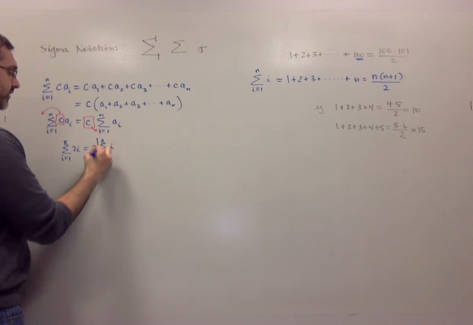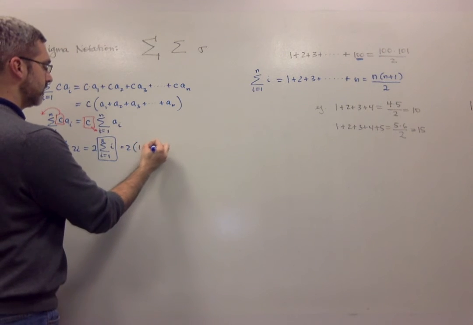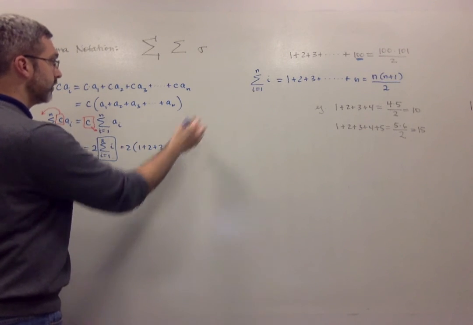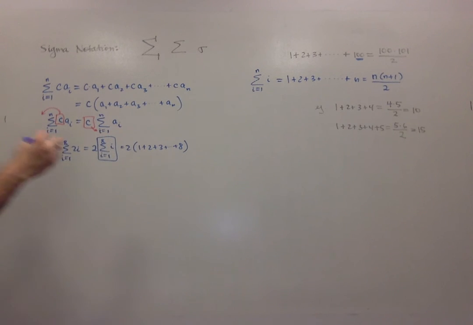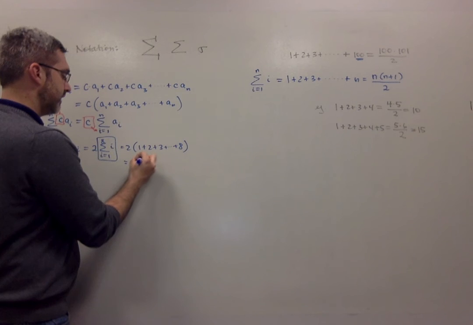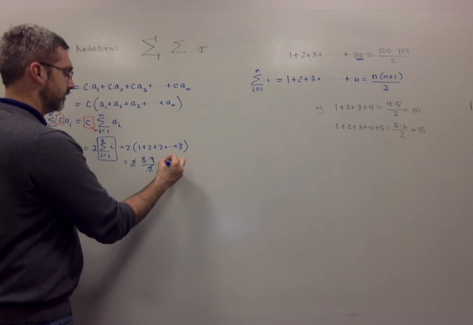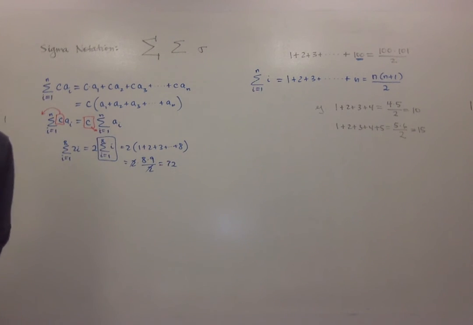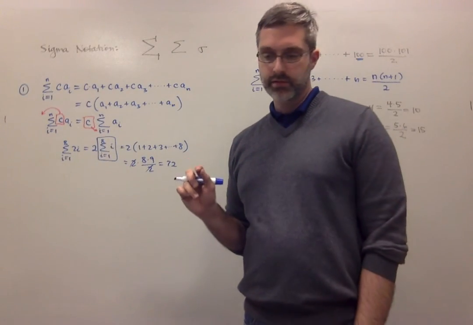And then you can figure out what this is. That's actually 1 plus 2 plus 3 all the way to 8, and we have a formula for that, so you can just take 2 times that. That's actually 8 times 9 over 2. The 2's would cancel, and the answer would be 72. Make sense? So that first formula just means you can pull constants out of sigma notation, but just constants, not things that depend on the variable in the sigma notation.